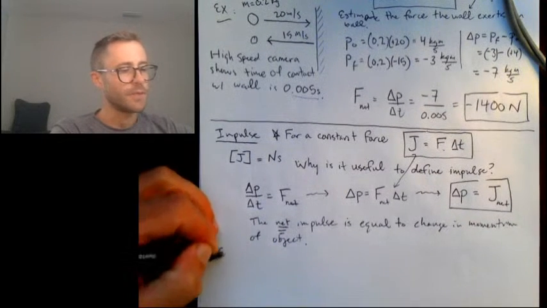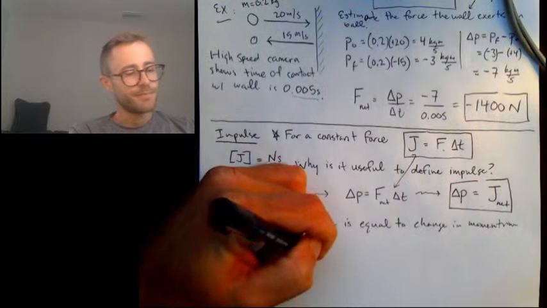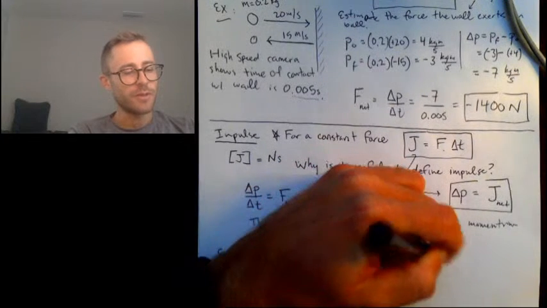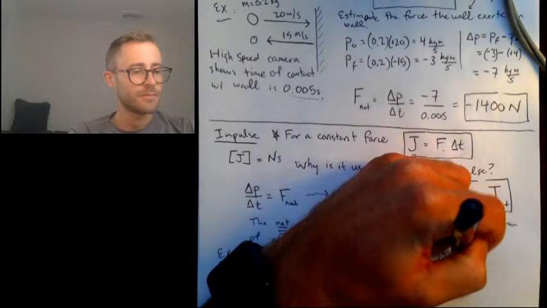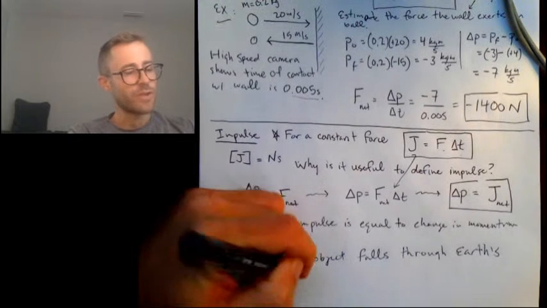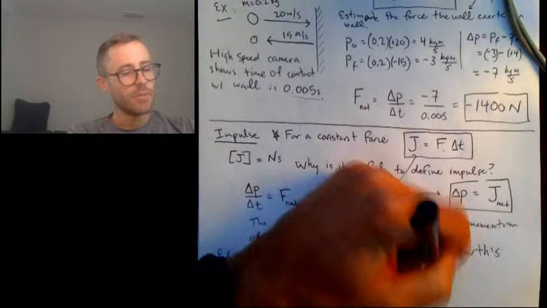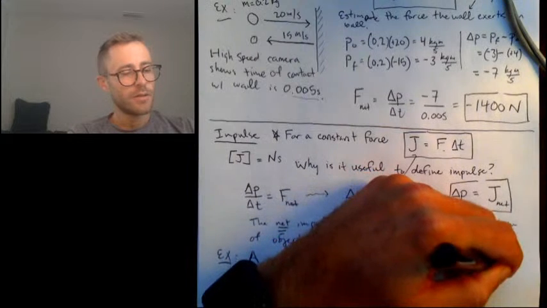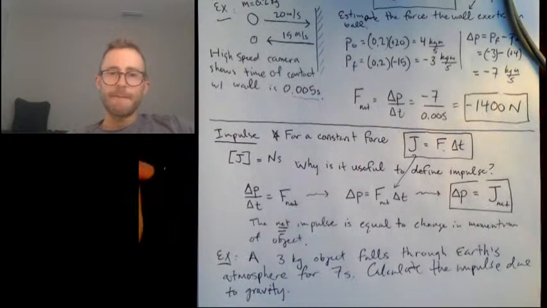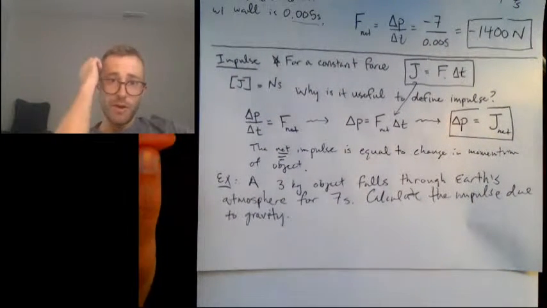Okay, so let's do an example. Let's suppose a 3 kilogram object falls through Earth's atmosphere for 7 seconds. Calculate the impulse due to gravity.